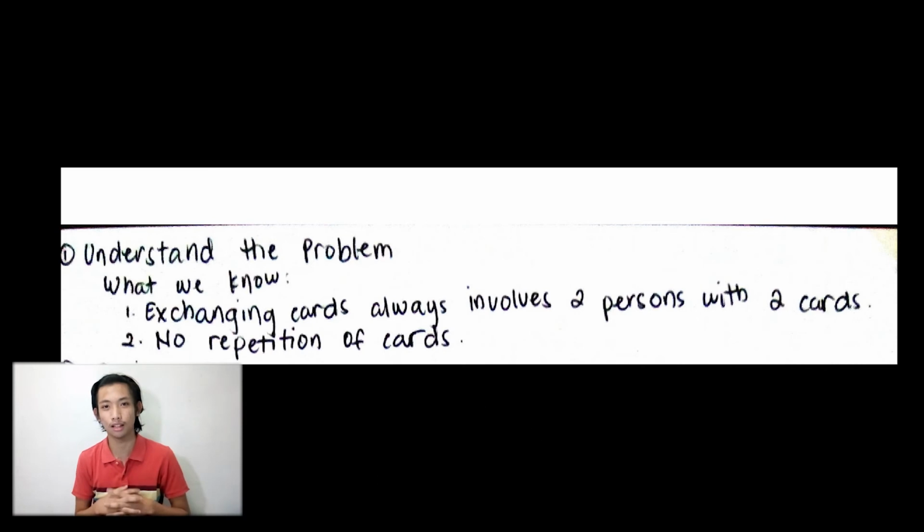Because of that, there is no repetition of giving of cards. For example, if A already gave to B, it means that B has already given a card to A. And if A gave a card already to person C, then it means that person C has already given his or her card to person A. So there will be no repetition of cards.